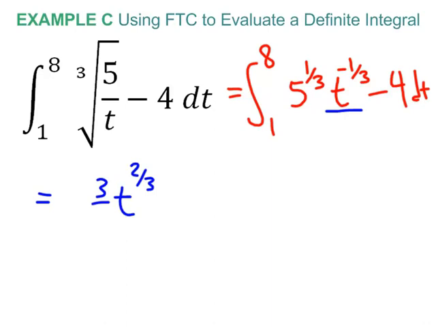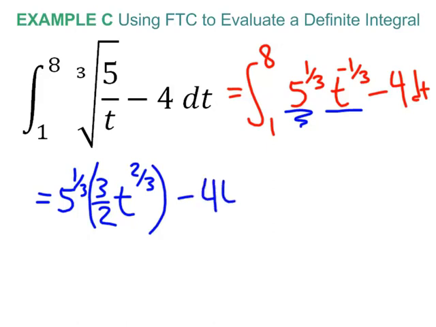I'm going to put the 3/2 in front. And then I'll just write this 5 to the 1/3 out in front. Not really any way I could combine that 5 to the 1/3 and this 3/2. Just for emphasis, I'll put that in parentheses. Minus 4t. And then, again, I like to put the whole brackets around there from 1 to 8. All right, let's plug in the 8.